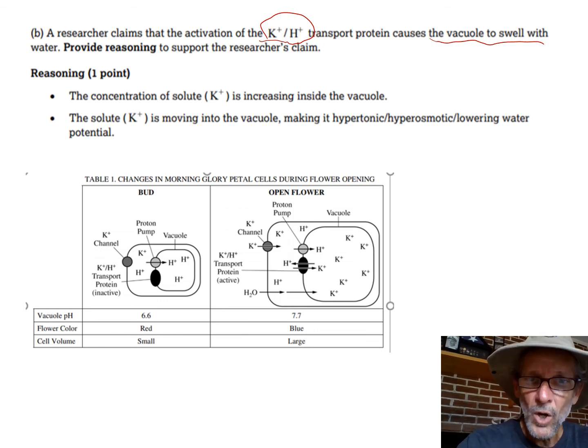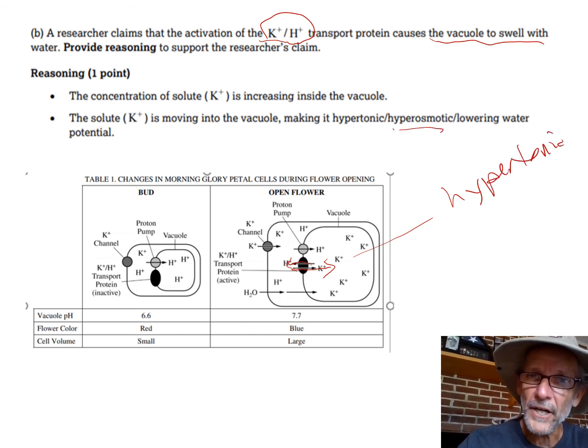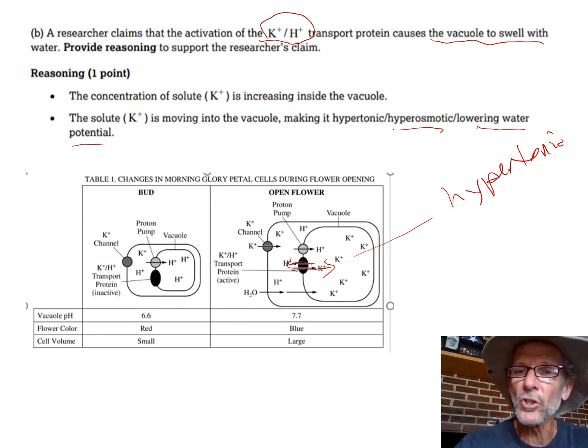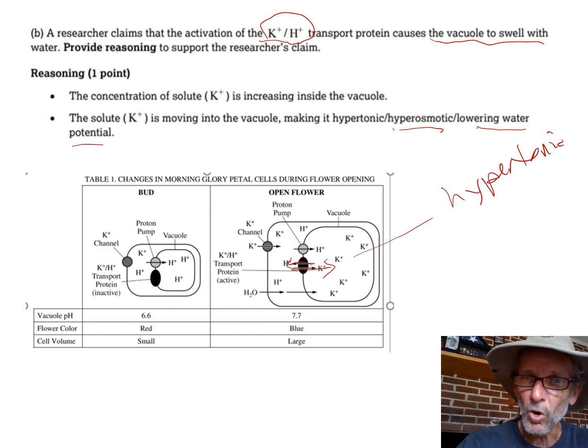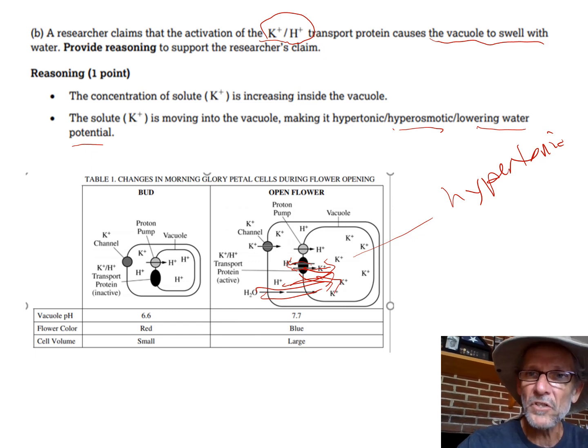Okay, so what happens when these protons get pumped out? The potassium comes in. What does that make this? That makes it hypertonic, right? Hyperosmotic, more osmolarity, to use that word. And what's that with water potential? Lower water potential. Lower potential for water to go out of this, which is why the water's coming in, like this arrow shows, right? That was his claim. That's the reason he made the claim. Bingo.